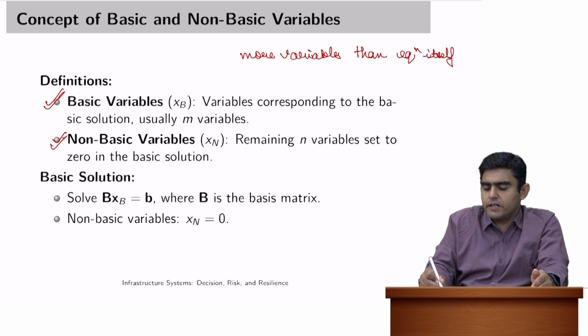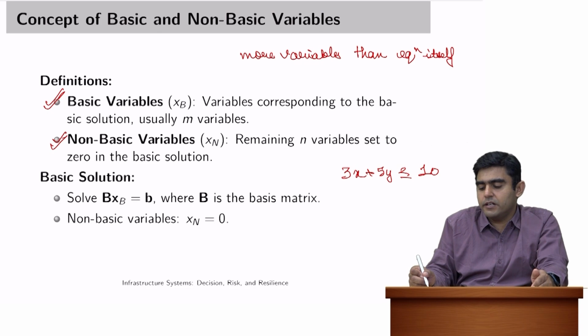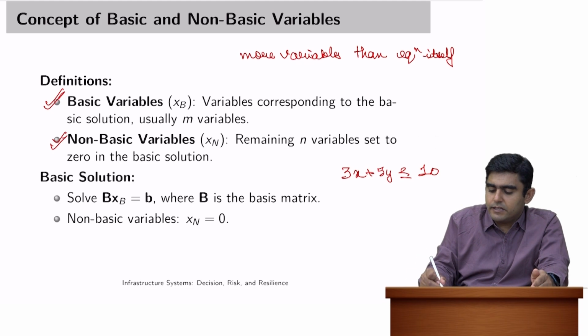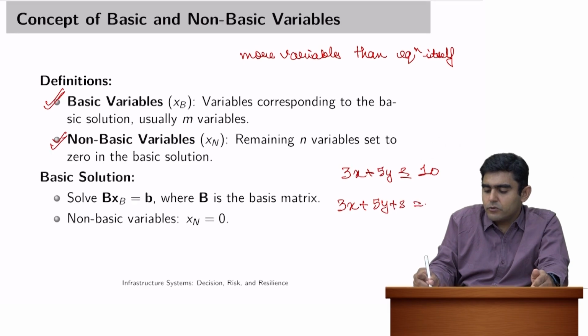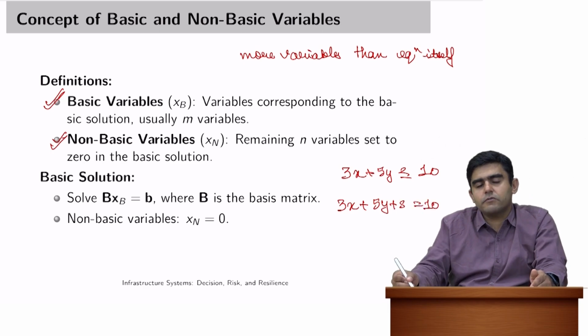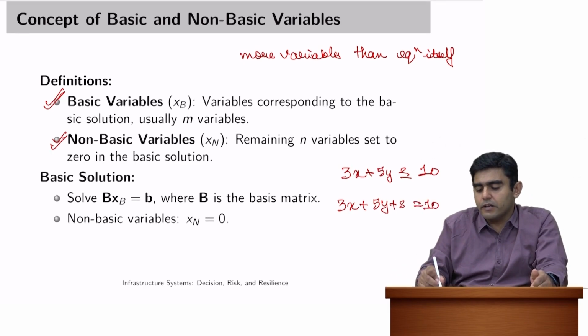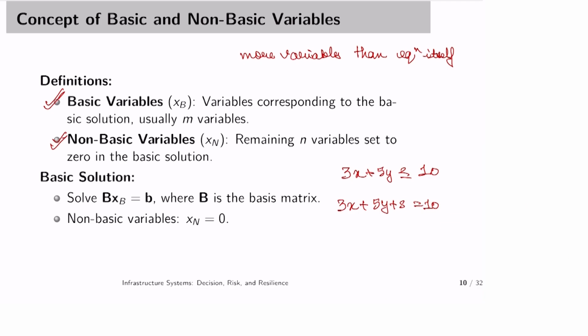I'll give you another very simple example because this is something that confuses students a lot. Let us say that I have one equation, 3x plus 5y less than or equal to 10. I say convert it to standard form. You say, okay, I can say plus s equals 10. Now you have only one equation, but three variables, x, y, and s. You can say that I can never solve this particular equation because I only have one equation and three variables.